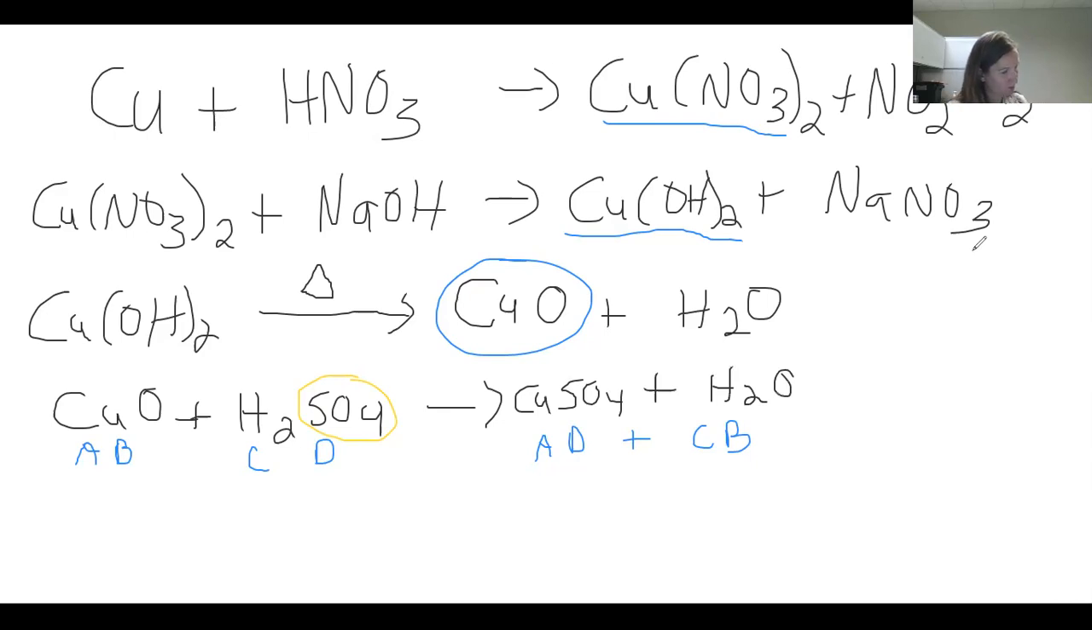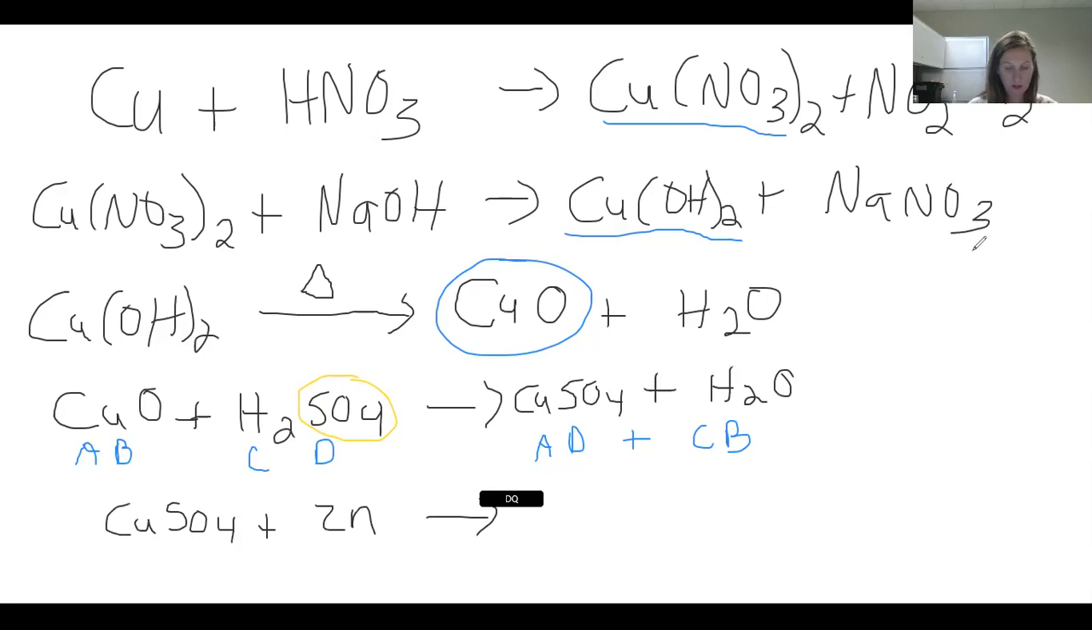All right, so from there, we're then going to take that aqueous solution of copper 2 sulfate and react it with zinc metal in a single displacement reaction. So we have copper 2 sulfate reacting with solid zinc to form.